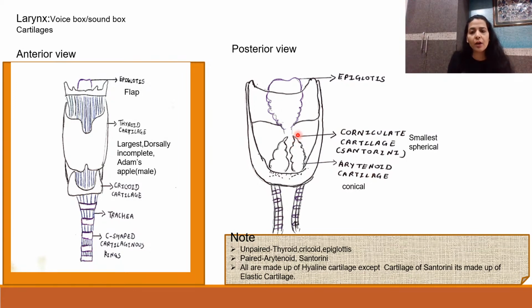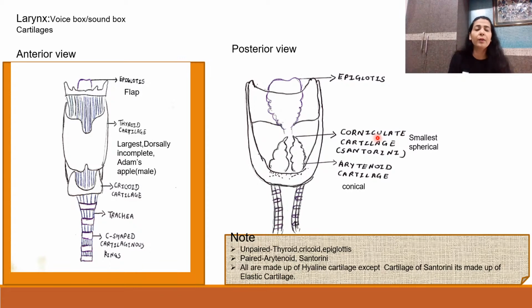The tip of the arytenoid cartilage has a sphere-like structure which is known as corniculate cartilage. Can you see this tip part? Some books have also mentioned it as Santeroni cartilage. Now remember, this is the smallest. So corniculate is smallest, thyroid is largest. Needless to mention, arytenoid is paired, corniculate is also paired.